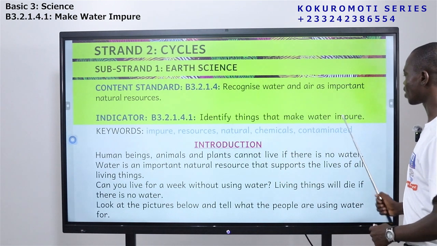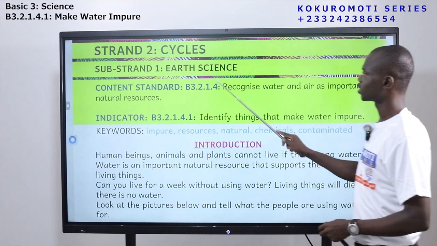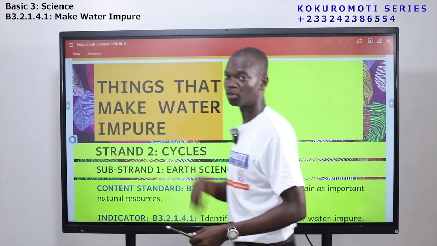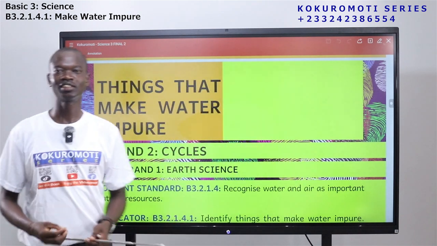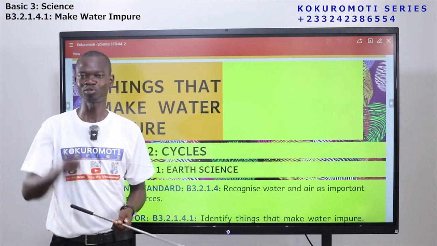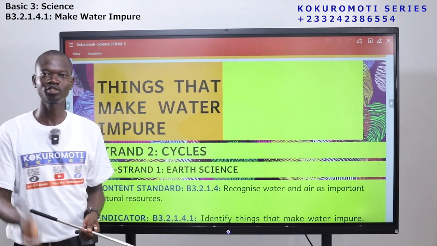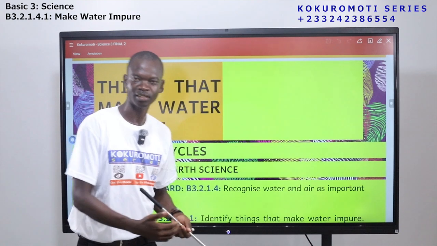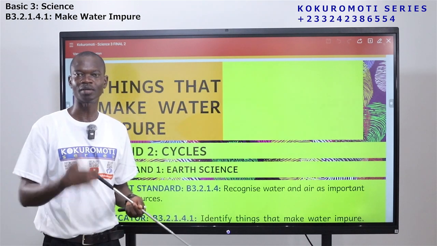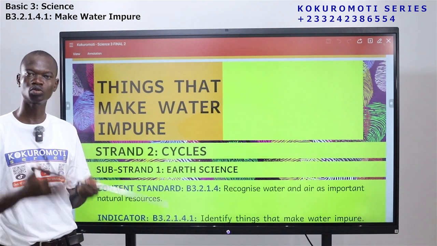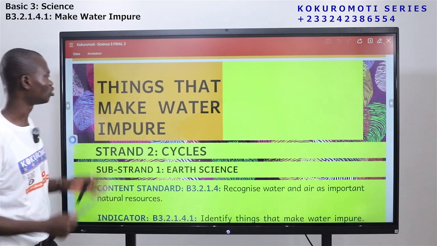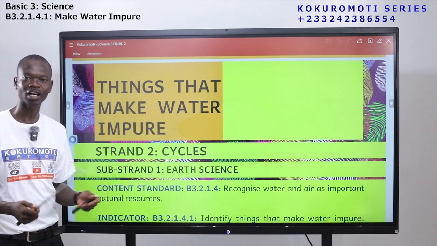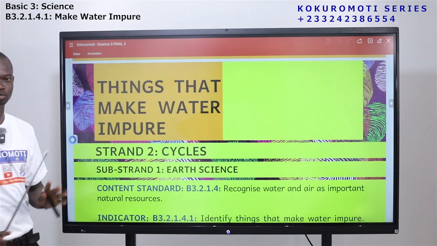Identify things that make water what? Impure. Okay. So the main topic is things that make water impure. We all drink water. In fact, we want pure water to drink. We want clean water to drink. But there are some things that make water dirty, make it impure, contaminate water, or pollute water. So today we are going to look at those things that make water unsafe for us to drink.